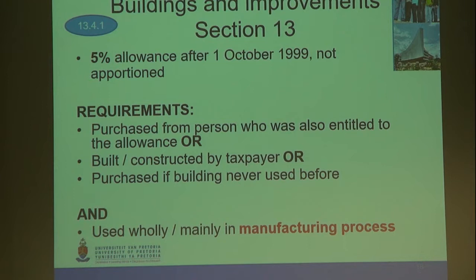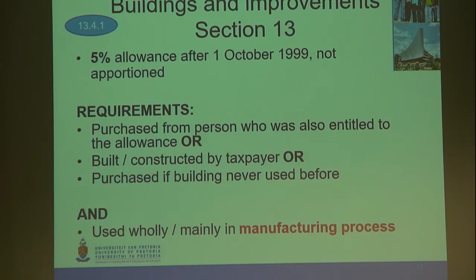However, if it is second-hand, we have to look at who owned it before and whether they claimed the allowance before. So if I've purchased it from someone else, so it's now second-hand to me, I will only be able to claim Section 13 if they were able to claim it. In other words, they were using it for manufacturing. Or I've built it myself, so no one's used it before. Or I've purchased it from a developer, it's never been used before. So those are the three things.